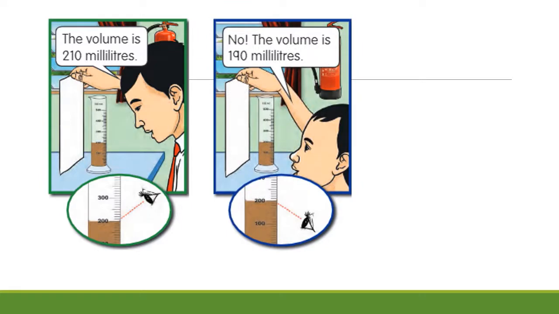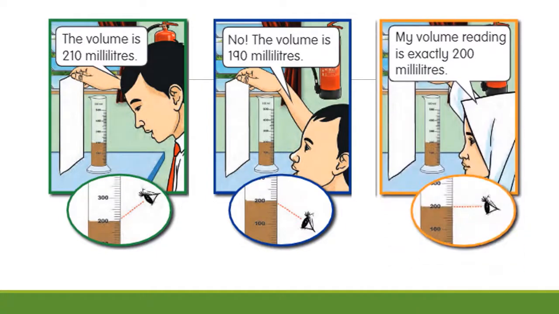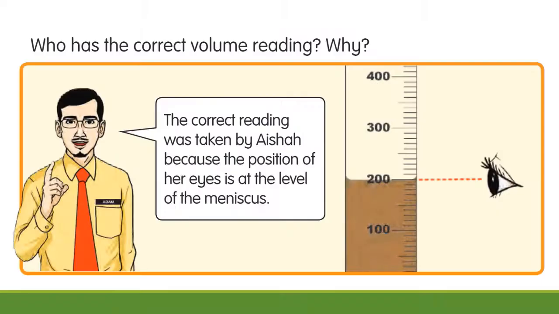No, the volume is 190 milliliters. My volume reading is exactly 200 milliliters. Who has the correct volume reading? Why? The correct reading was taken by Aisha because the position of her eyes is at the level of the meniscus.